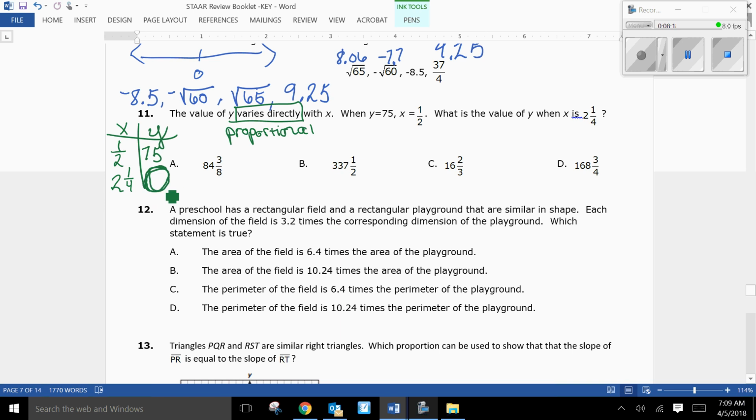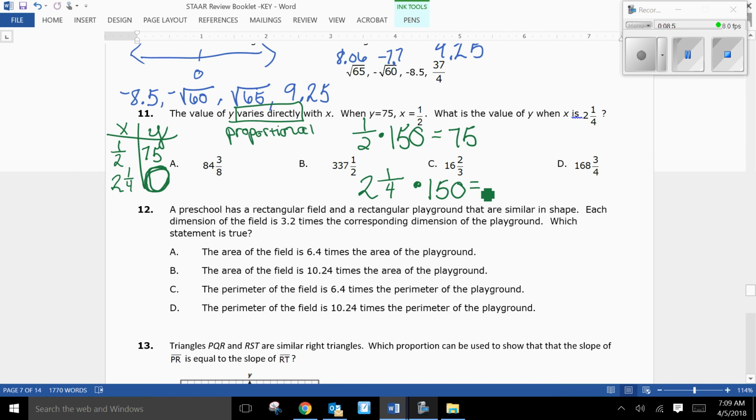So I'm looking for this value here. How do I get from half to 75? What is something I can multiply by to get half to 75? So how many halves would I need to get to 75? Well, I would need 150 halves to get to 75 wholes. So I would have to do 1/2 times 150 to get me to 75 wholes. Since this is a proportional relationship, I know I can take 2 1/4 and also multiply by 150 to give me my y value.